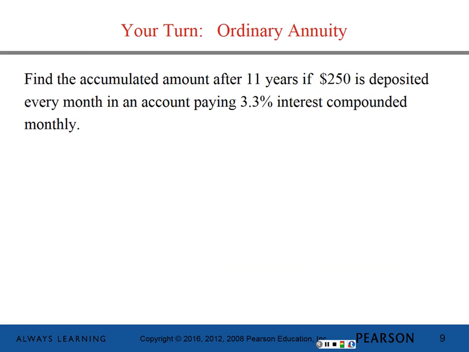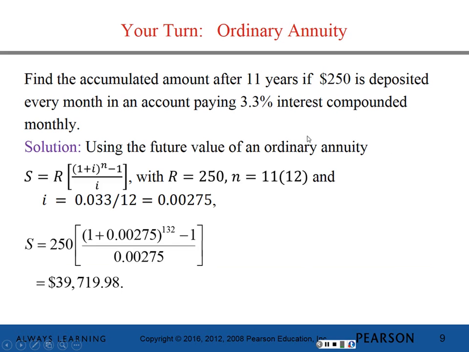First of all, we're going to do an ordinary annuity. Find the accumulated amount after 11 years if you deposit $250 every month in an account paying 3.3% interest, compounded monthly. So we're going to use the future value of the ordinary annuity. This is our formula. R is your payment amount, that's the $250.